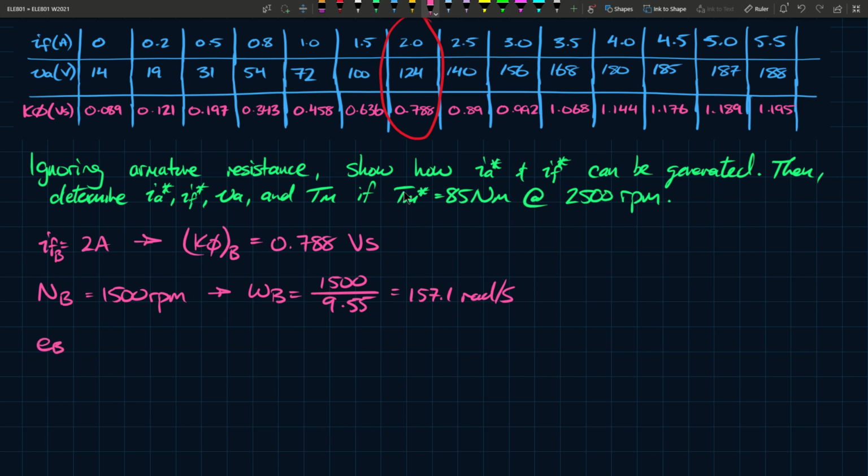And then the rated back EMF would be K phi B times omega B, and this is 0.788 times, sorry, not 1.5, it's 157.1. 157.1, and that is equal to approximately 124 volts. So these are your rated conditions of your motor.